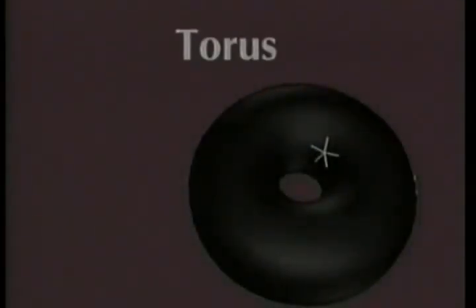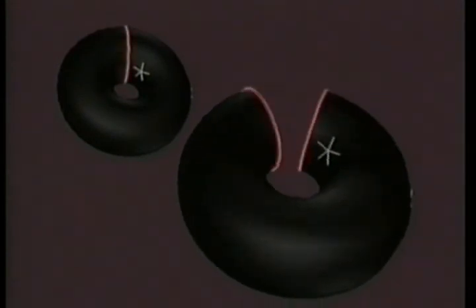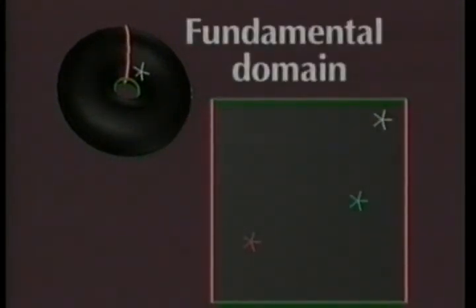Suppose their universe is a torus. We'll save a copy of it, cut the torus once, and deform it into a cylinder. Cut it again, and open it into a square. This square is a fundamental domain for the Flatlanders' universe. We now see their universe using only two dimensions.